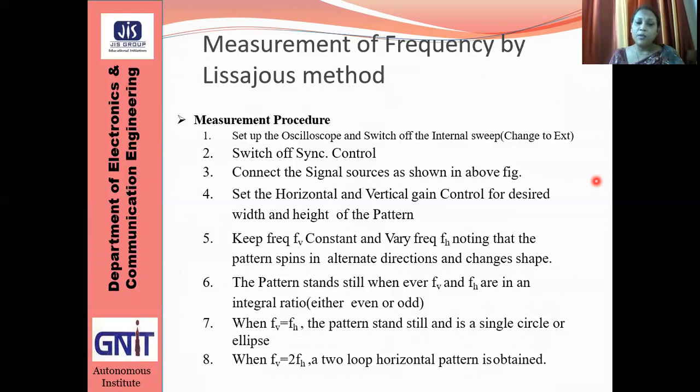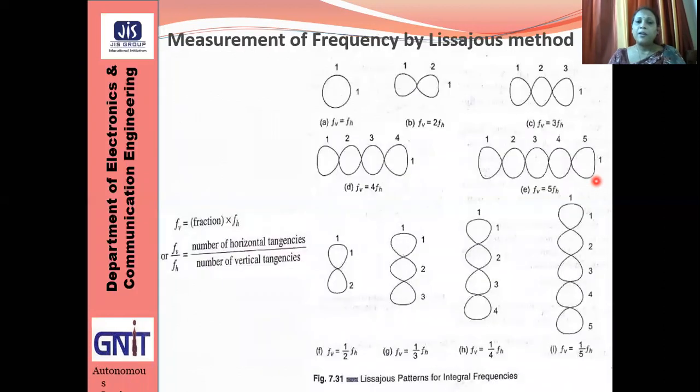When FV equals FH, when the two frequencies are the same, the pattern stands still and is a single circle or ellipse. When FV is twice FH, a two-loop horizontal pattern is obtained. Here we can see different types of patterns.